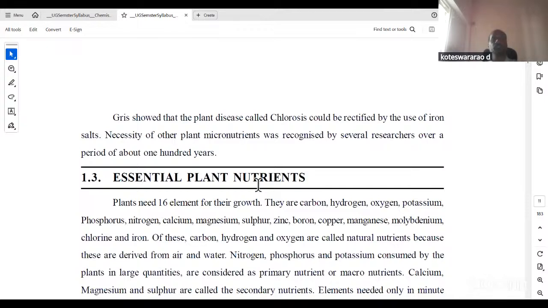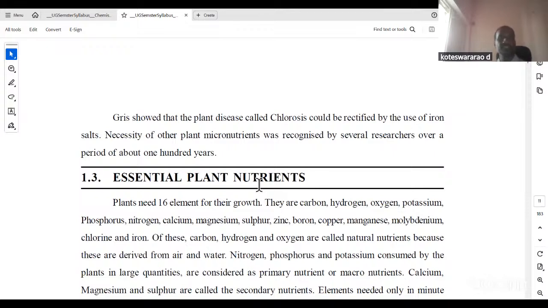Greece showed that plants suffer from a disease called chlorosis. Actually, he is the first person who demonstrated that plants are also diseased. He observed and discovered that chlorosis disease occurs in plants. He applied iron salts for rectifying this disease.